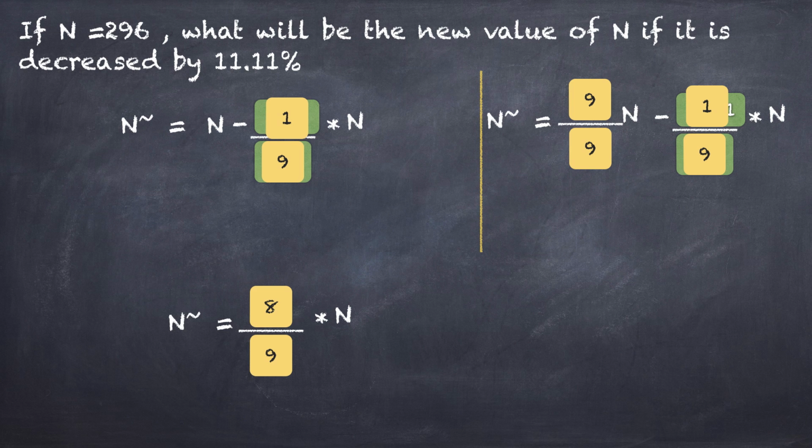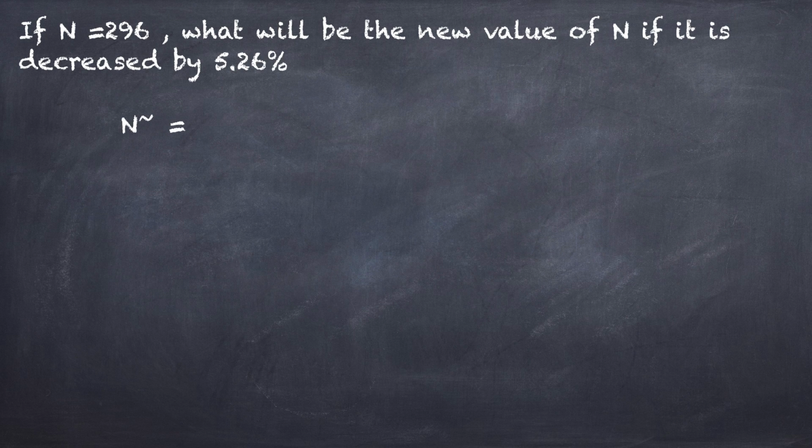Let's try one more example. Let's say it was decreased by 5.26%. 5.26% is 1 by 19. So n minus 1 by 19 of n, that would become 18 by 19 of n. I hope this is making sense to you.